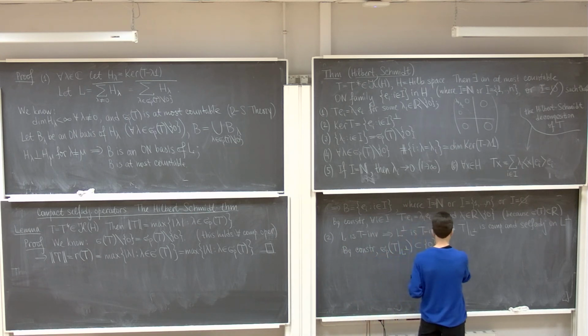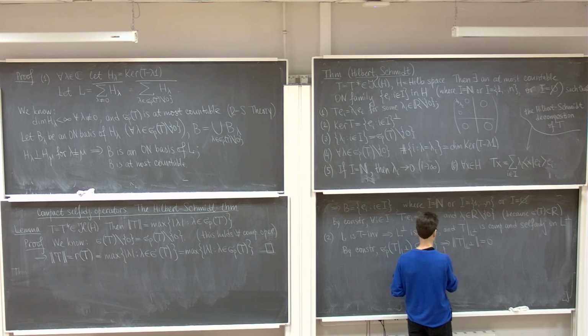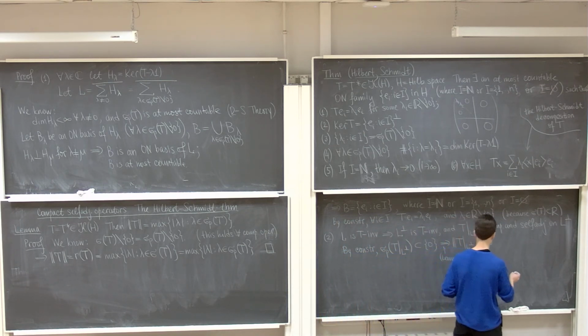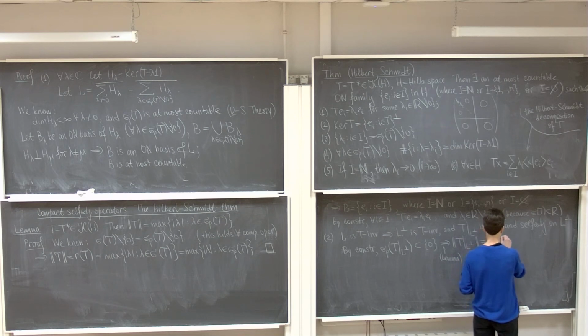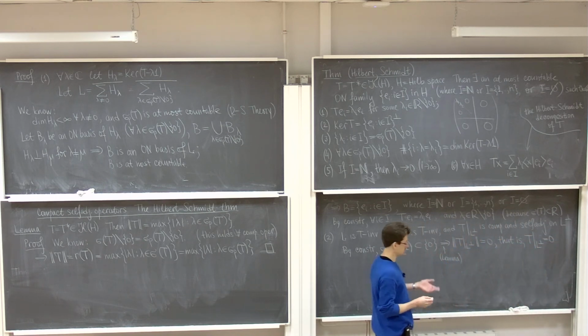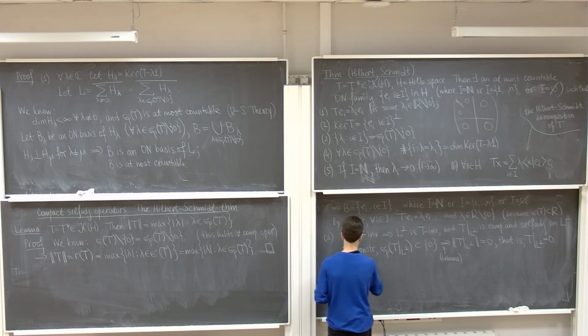But then the spectral radius is zero, and so the norm is zero by our lemma. So our previous lemma implies that the norm of this operator is zero. That is, the operator T restricted to this subspace is zero. So we see that the orthogonal complement is contained in the kernel.